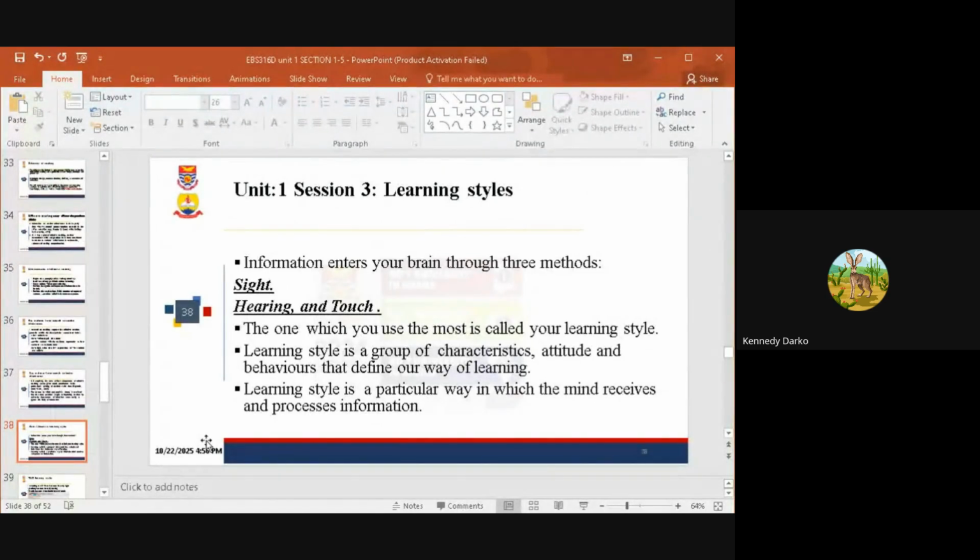So we have learning styles, section 3. In learning styles, what are we trying to make up? We are saying that information enters your brain through three methods. That's the learning style. We have sight, your eye, you have hearing, and the touch. The one which you use most is called your learning style.